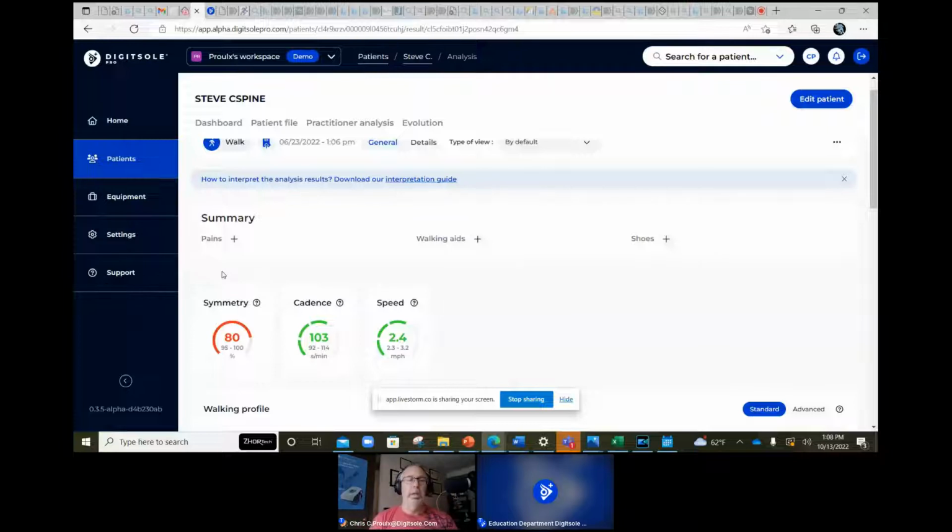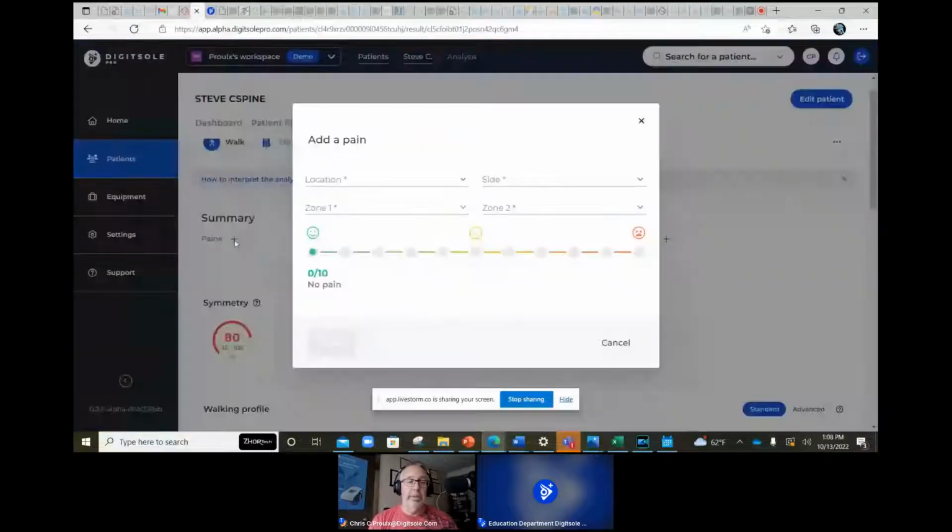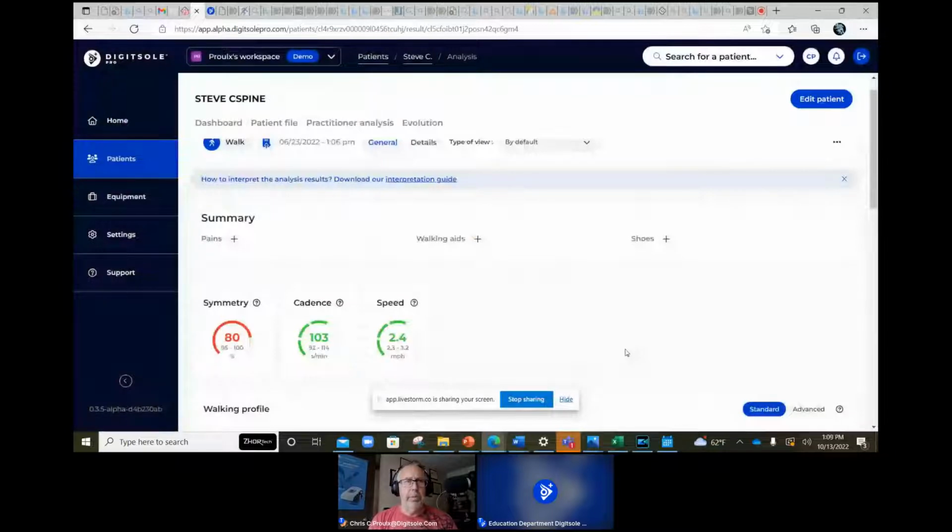Okay. So when you pull up the analysis, you'll also notice up top here, there's a general and details view. We're going to start with the general view, and then we will get into the details view. If you're new to this, you may not know, but you can actually add some information in here even after you've done the analysis. Also, know that this is the application that is online.